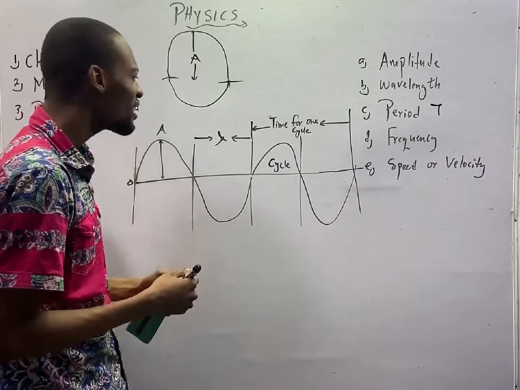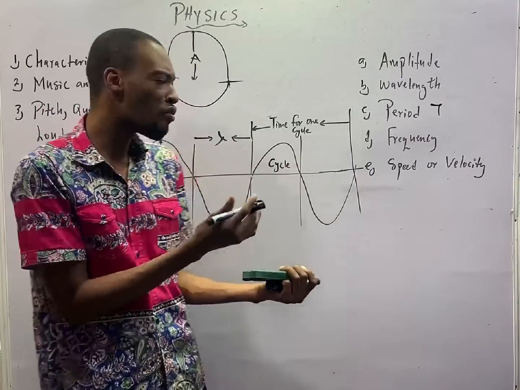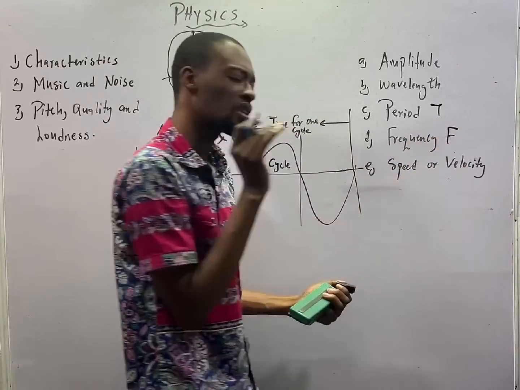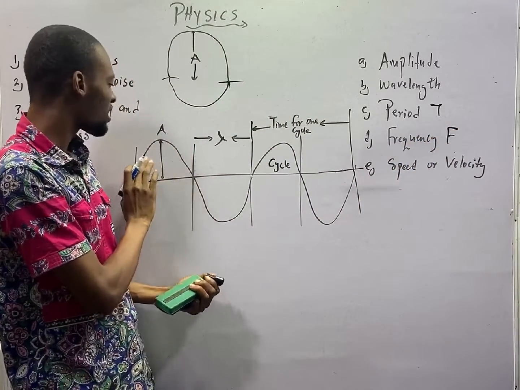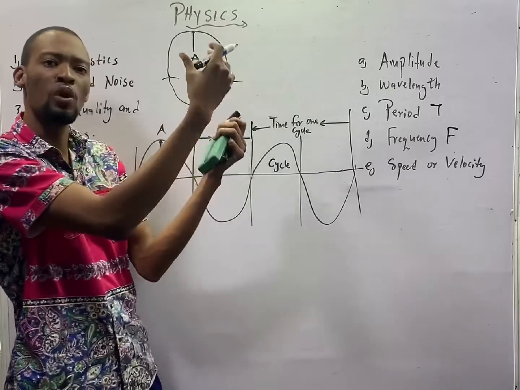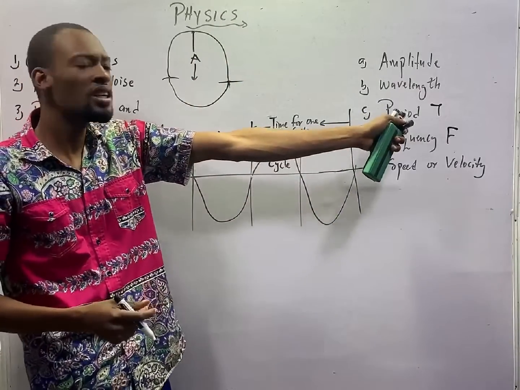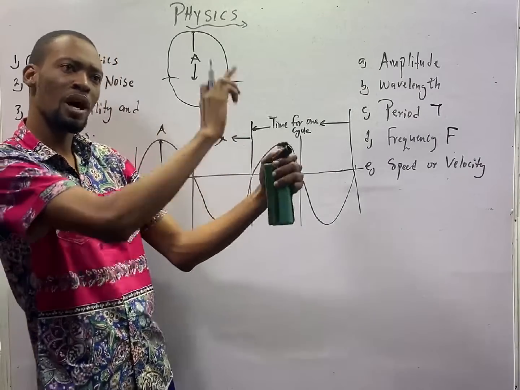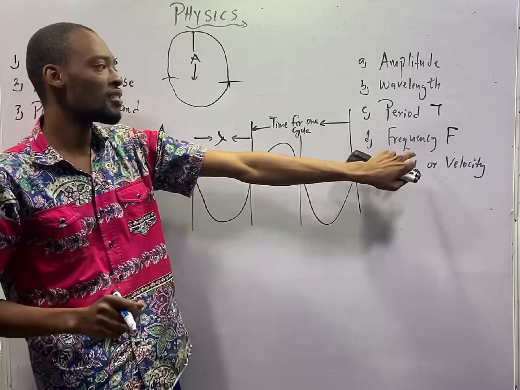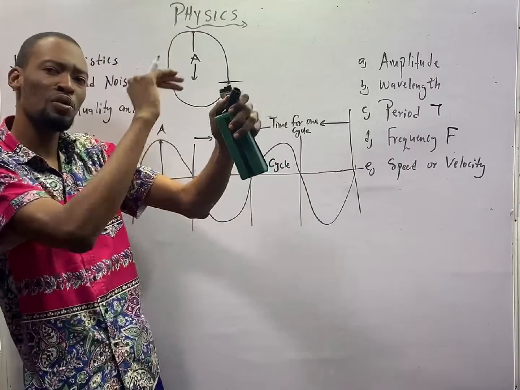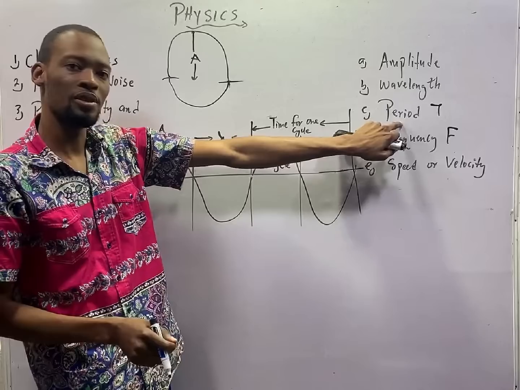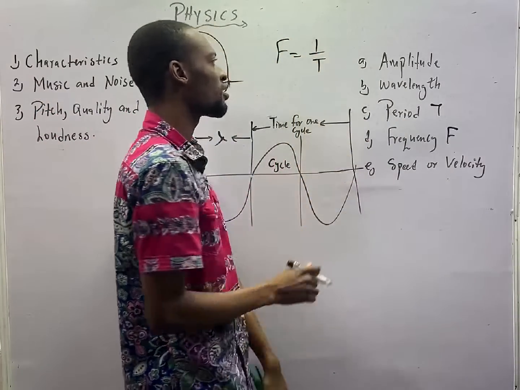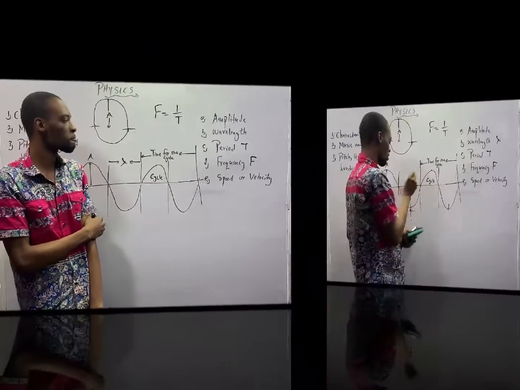Period. And the number of cycles of the wave per second is referred to as frequency, F. Look at this. The time it takes for the wave to complete one cycle is period. Now, the number of cycles in 1 second, which is number of cycles over time, is frequency. While time over number of cycles is period. So, frequency and period are inverses. Frequency is 1 over period and period is 1 over frequency.